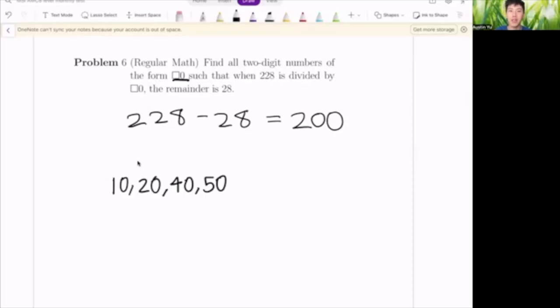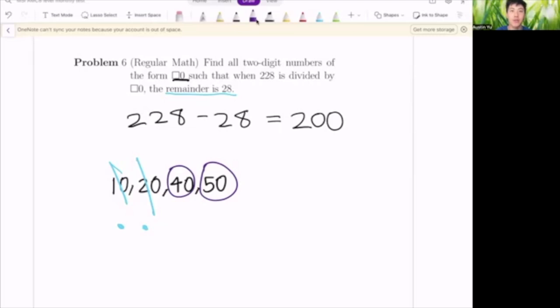But quickly you realize something, is that 10 and 20 do not work. Why? Because it says that the remainder is 28. The remainder can't possibly be bigger than the divisor, like a remainder cannot be bigger than these two numbers right here. So therefore, these don't work. So the only solutions that work are 40 and 50. And these two are going to be your solutions.